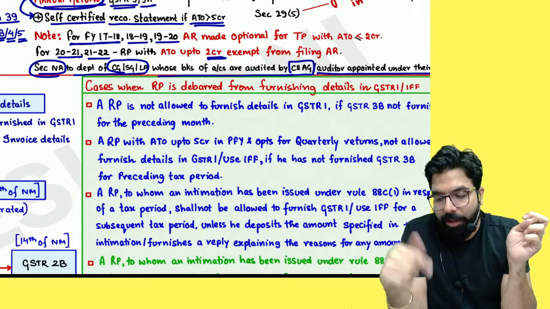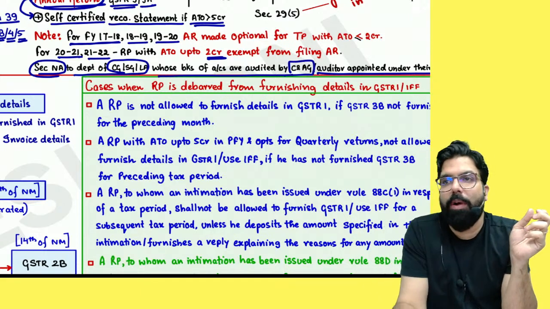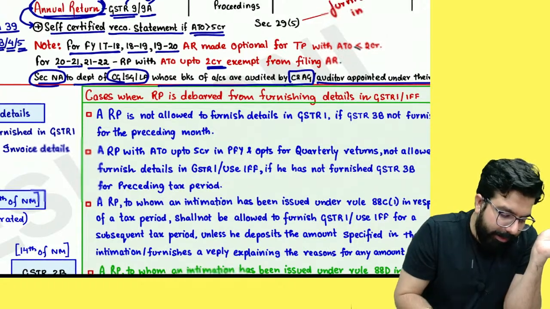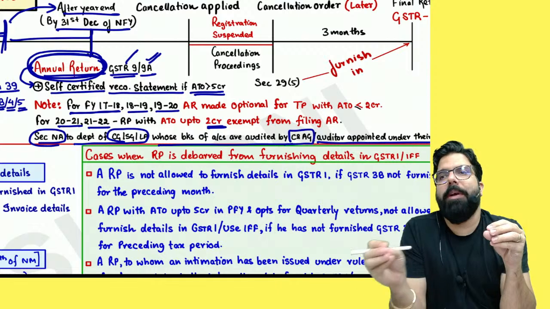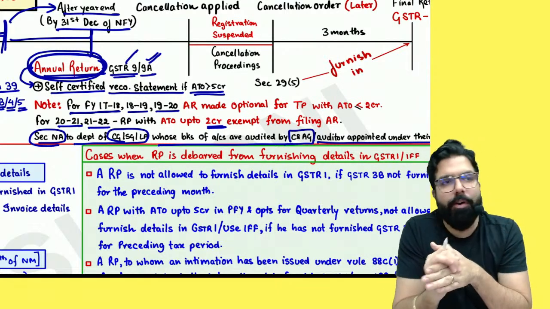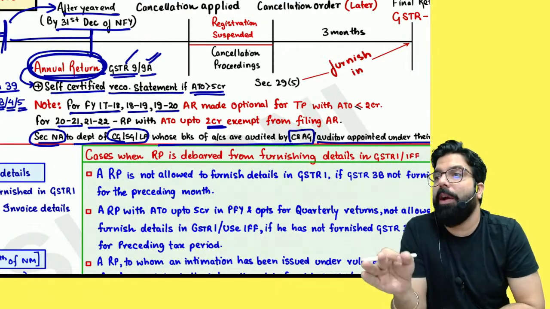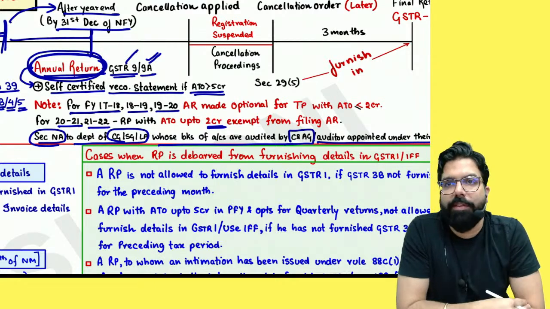These people are not required to file what, everyone? This annual return etc. is not required to be filed by whom? The Departments of Central Government, State Government etc. are not required to file annual return and reconciliation statement.